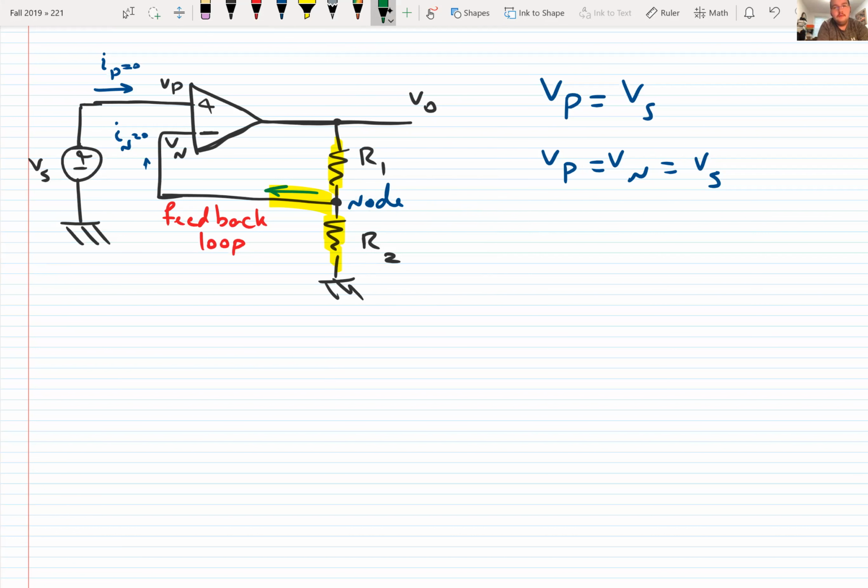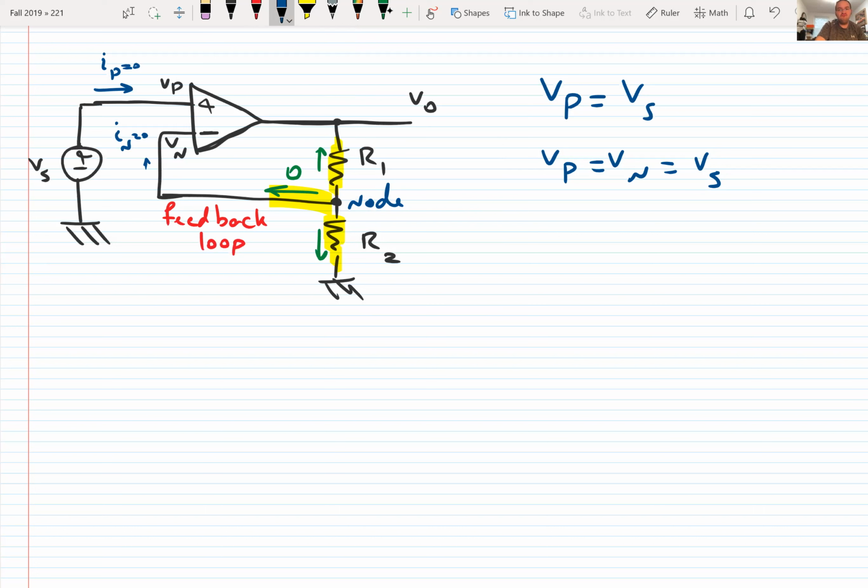So this branch is not involved in writing the KCL because there is no current going through this branch. Okay, so we have two branches, 1 and 2. The third branch, with the feedback from output to the input, includes no current, so we don't need to include it in the equation. So let's write the KCL.